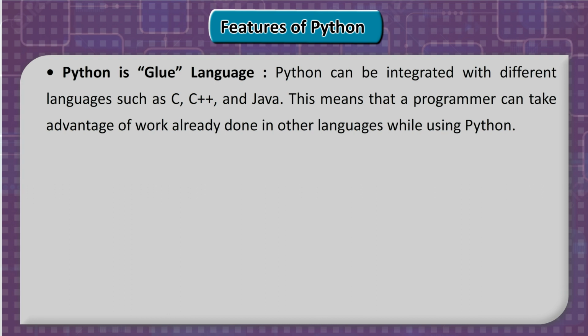Python is a glue language. Python can be integrated with different languages such as C and Java. This means that a programmer can take advantage of work already done in other languages while using Python.